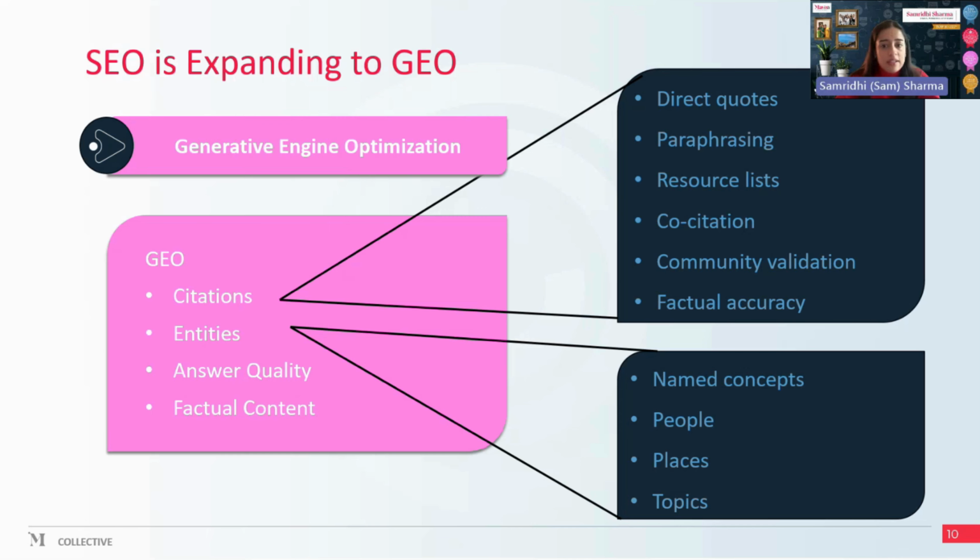And when it comes to entities, they're more than just keywords, they are defined concepts that connect people, places, and topics. So basically, anything that can be categorized can be matched as entities in your content. Now, all of this just sounds like a lot of words, so we'll go into some examples.